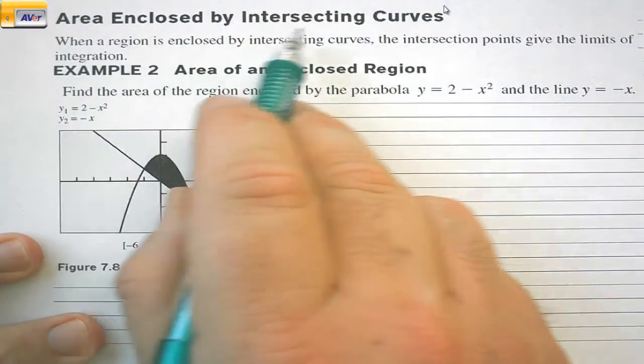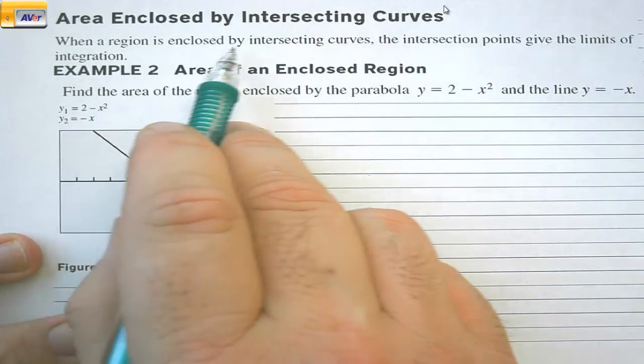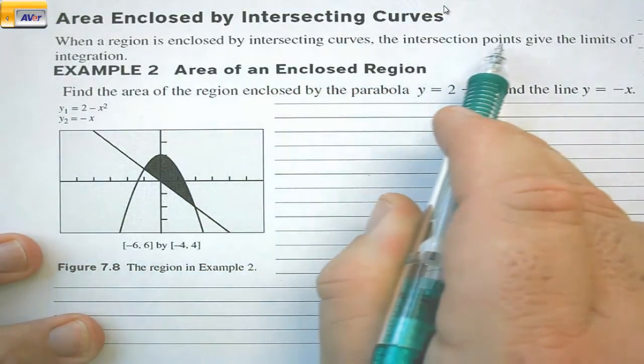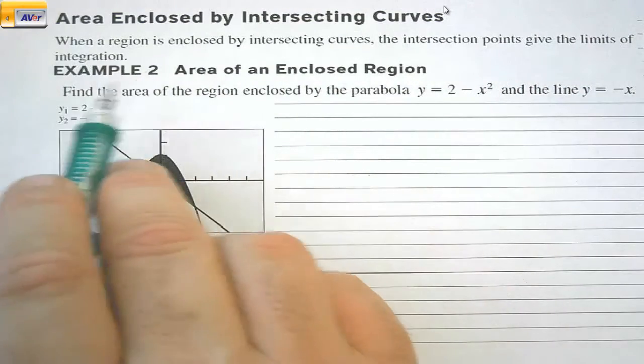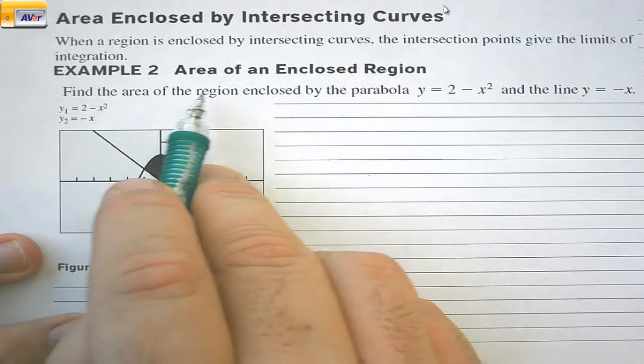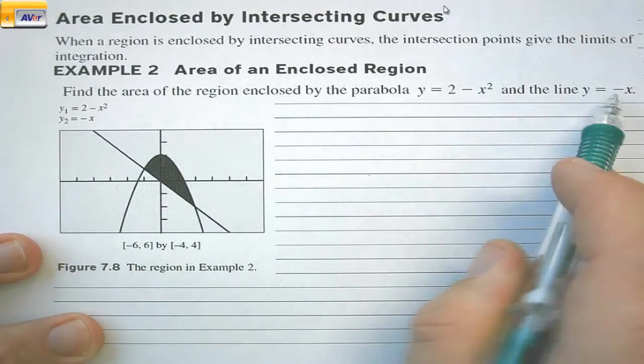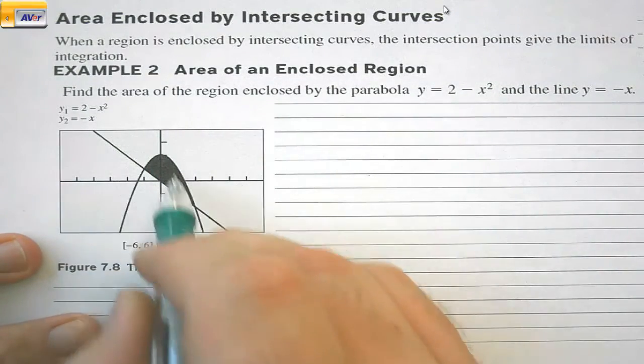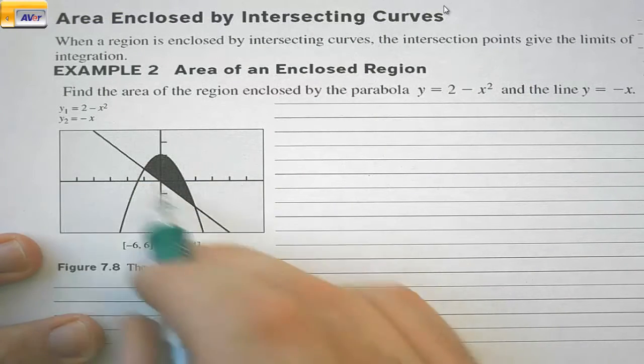Area enclosed by intersecting curves. When a region is enclosed by intersecting curves, the intersection points give the limits of integration. Example 2, area of an enclosed region. Find the area of the region enclosed by the parabola and the line. So we have the parabola is the top function and the line is the bottom function.